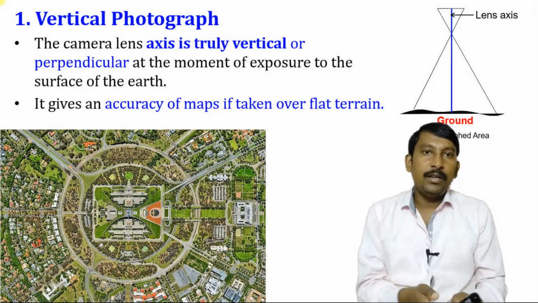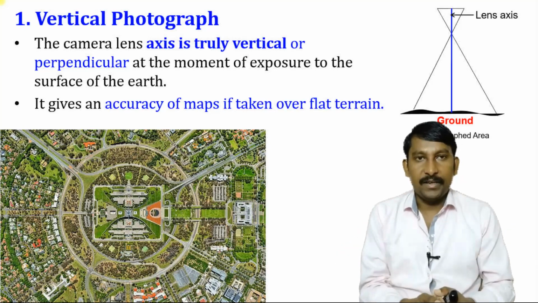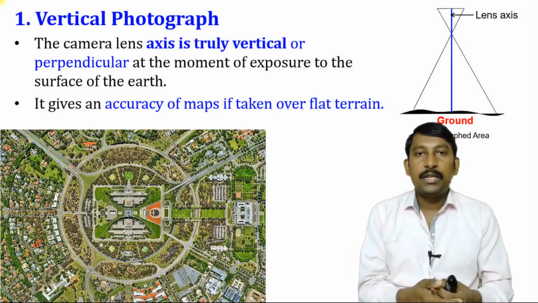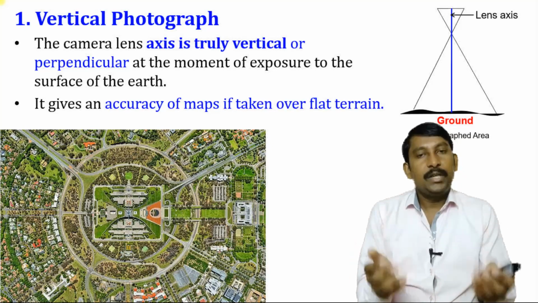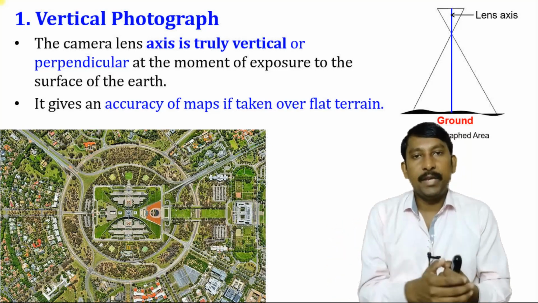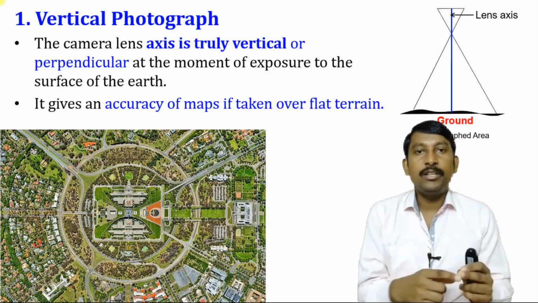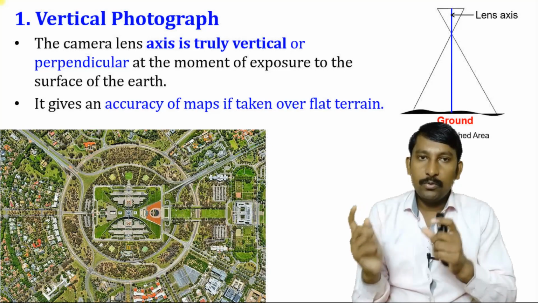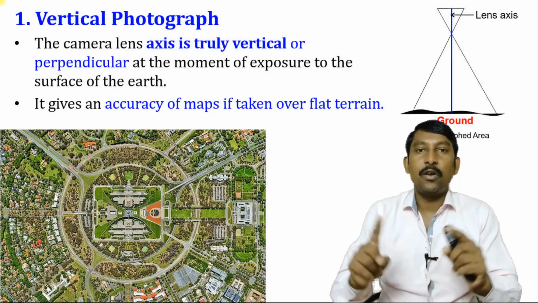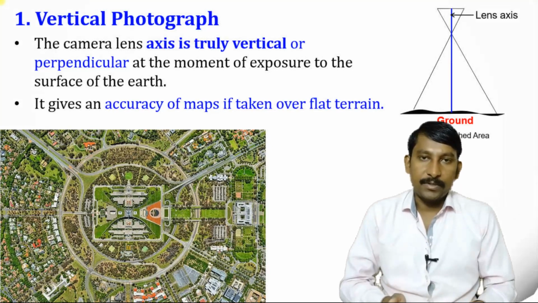It gives accurate maps if taken on flat terrain, and vertical photographs are more popular in aerial photogrammetry. Vertical photographs are useful for various surveying purposes. In vertical photographs, the scale is not distorted and you can use them for measuring any geographical feature or any surface. So you can use vertical photographs.